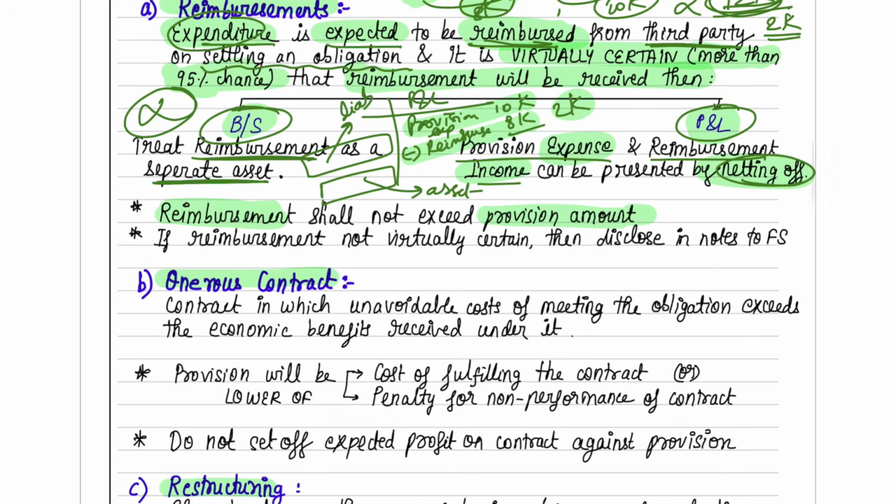Okay. Next, if reimbursement is not virtually certain, that means you're not sure, the 95% chance is not there that you'll get the reimbursement, then just disclose it in the financial statements. If you're less than 95% sure, then just disclose it in the notes to the financial statements.